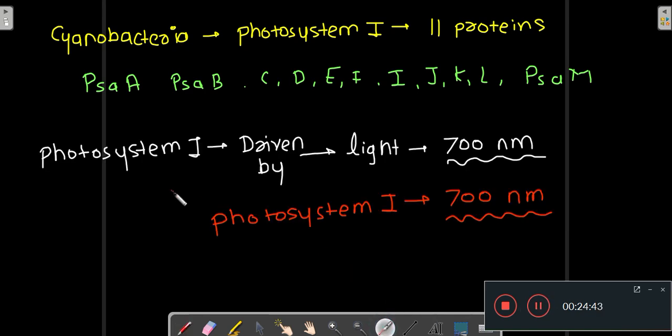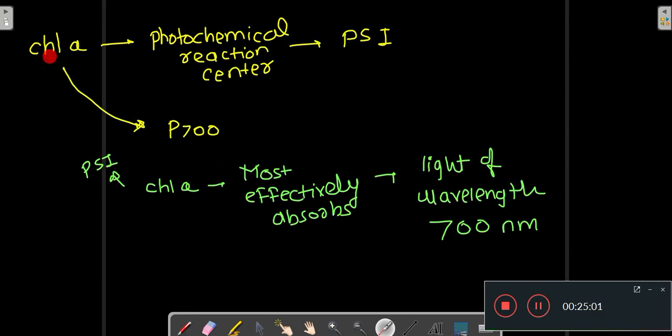Now photosystem 1 is driven by light of wavelength 700 nanometer. There is a chlorophyll A molecule present in the photochemical reaction center of PS1. That chlorophyll A molecule is known as P700.